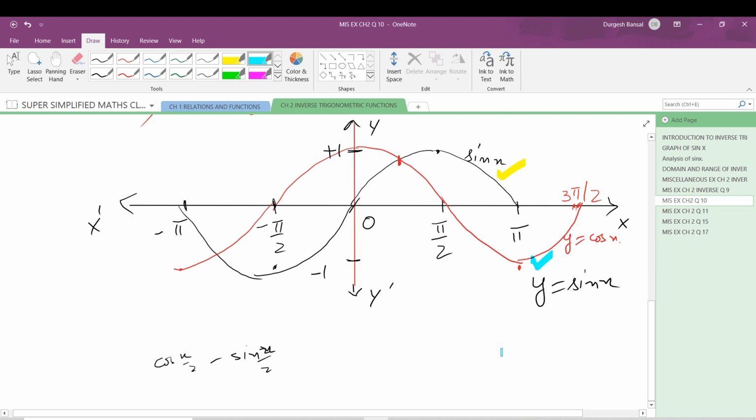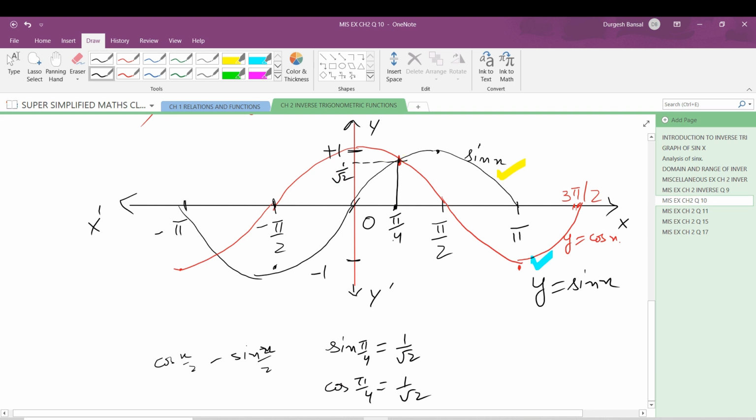Now I have to study the behavior of these two graphs together. As you know, the common value that these two functions sin x and cos x have is at pi by 4, because sin pi by 4 is 1 by root 2 and cos pi by 4 is also 1 by root 2. That means at pi by 4, which is this point, they intersect. So this is the point on x-axis, pi by 4, and this is the value 1 by root 2.